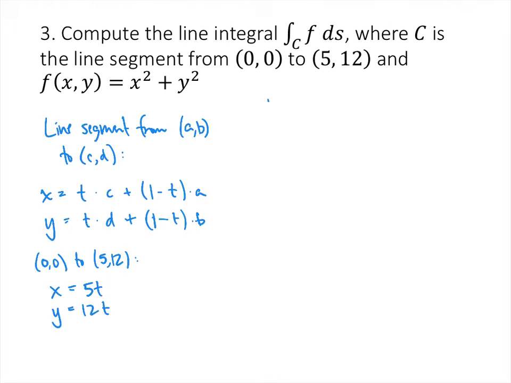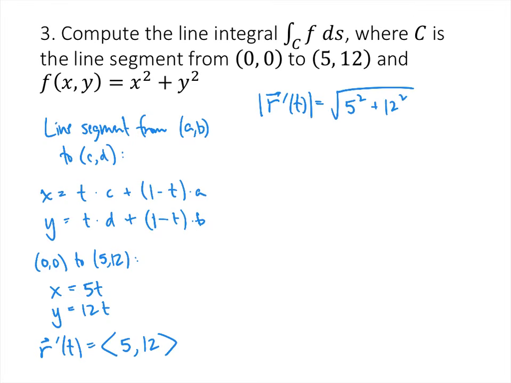So now we need to know what the r prime vector is. Our speed factor is going to be the magnitude of the derivative of (5t, 12t). So our r prime vector is the derivative of 5t, which is 5, comma, the derivative of 12t, which is 12. So our speed factor is the square root of 5 squared plus 12 squared. That works out to be 13.